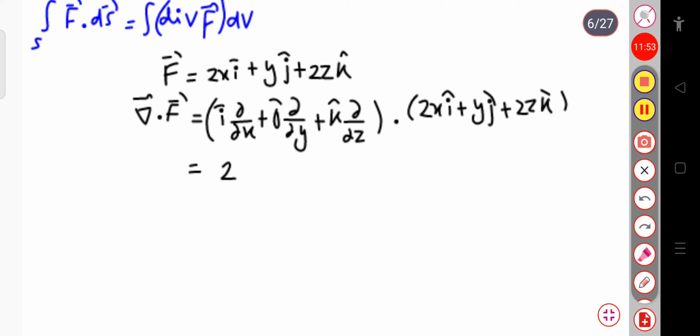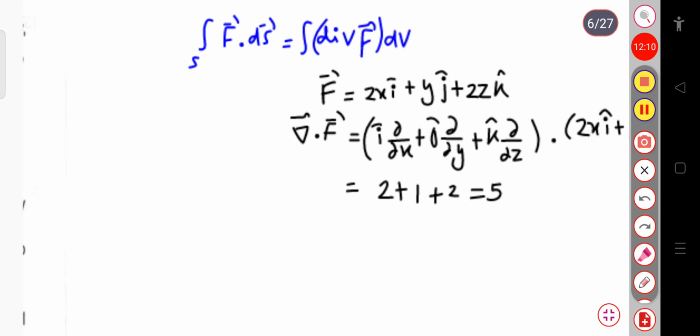Z dot j is 1, and ∂/∂y of y will be 1, plus k dot k is 1, and ∂/∂z of 2z will be equal to 2. Simply I can write 2. So 2 plus 2 plus 1, that will be 5.